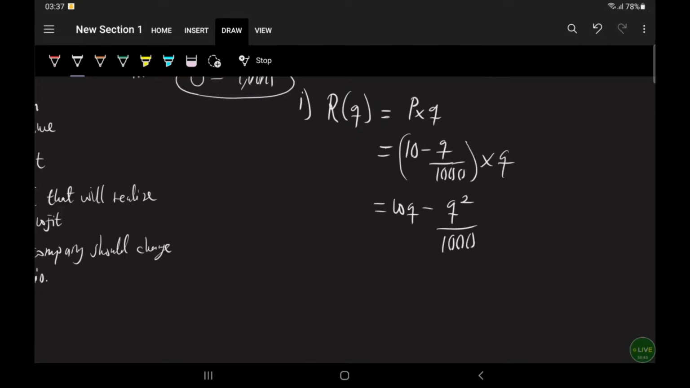But then the question is asking us to find the maximum revenue. How do you find maximum revenue? You're going to follow the same procedure we used to test for a maximum point. Here we want to determine the maximum point at which we can obtain our maximum revenue.